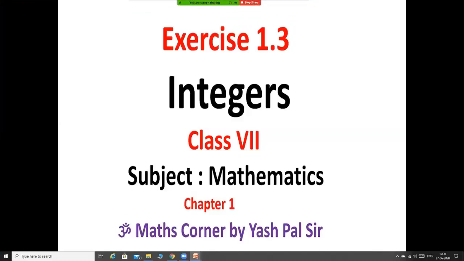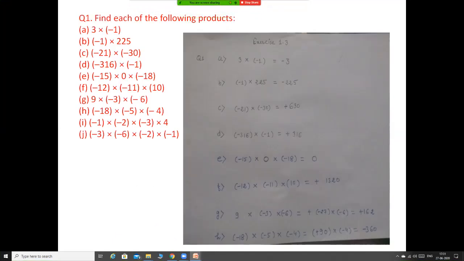Welcome, dear students. Today, our topic is exercise 1.3 integers. So, the very first question of the exercise is find each of the following products. Here we shall learn a lot of things in this exercise. First of all, product: how to multiply the integers.